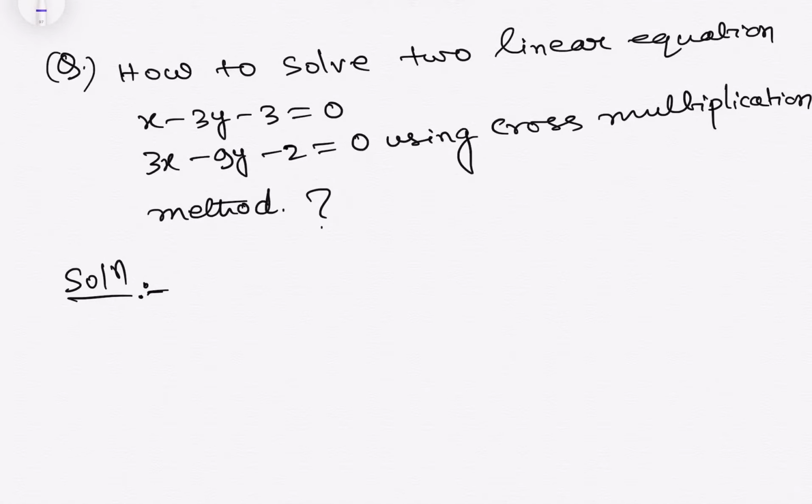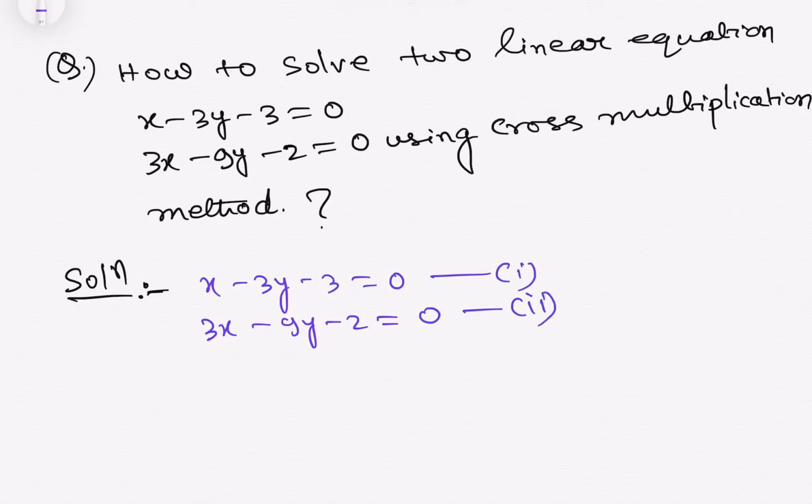Today I'll solve two linear equations using the cross multiplication method. Our given equations are x minus 3y minus 3 equals 0. This equation is named equation 1, and the second equation is 3x minus 9y minus 2 equals 0. This equation is named equation 2.